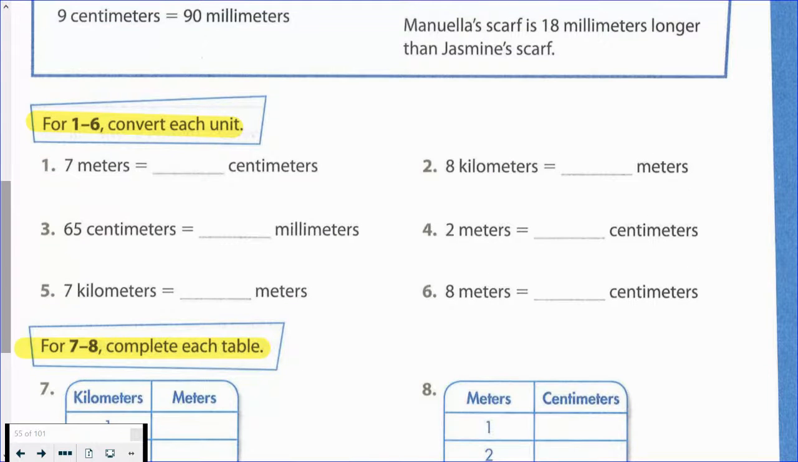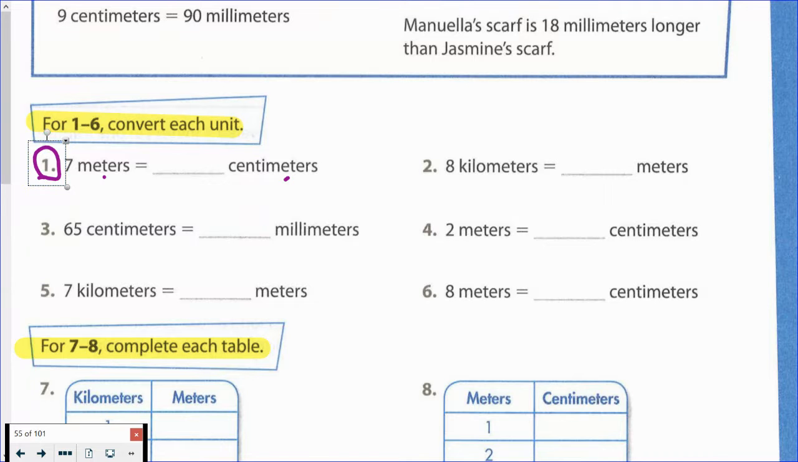So what are some of the problems we're going to work on together? Well, let's just get ourselves warmed up with number 1. For number 1, convert each unit. We're being asked to go from meters to centimeters. So let's think about this. Meters, put your arms out, longer unit. Centimeters, about the width of the top of the pencil. So we're going from a larger unit down to a smaller unit.